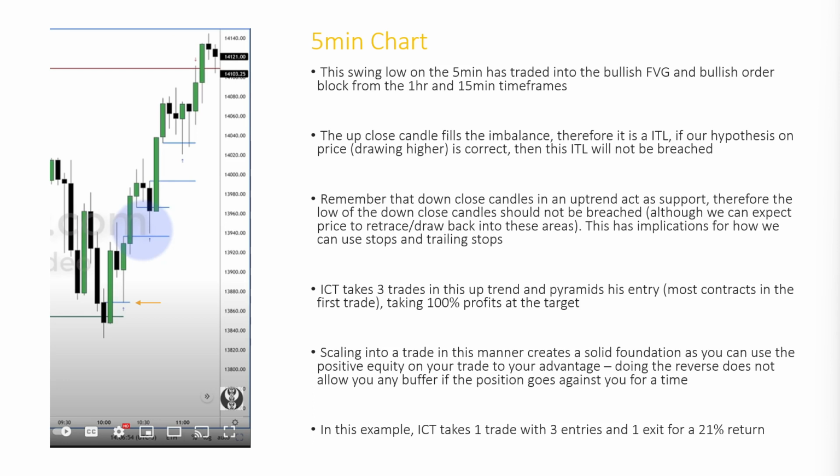The logic behind scaling into a trade like this is that you create a better foundation for your trade. So it's one trade, but with 3 entries or 3 sub trades, if you want to think about it like that. Building the trade in this manner, so you have more of your contracts or a greater portion of your risk on that first trade, you can then use the positive equity on that trade to your advantage. Whereas if you do the reverse, you don't allow any buffer in your position if the trade goes against you for a short period of time. So in this example, ICT takes 1 trade with 3 entries and 1 exit for a 21% return.